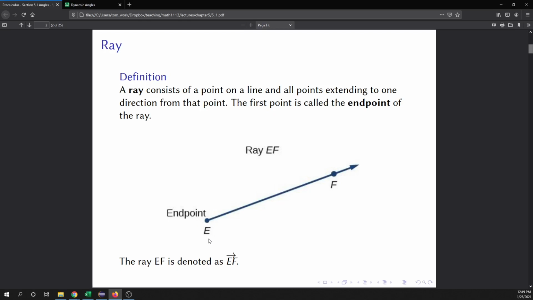The point that you pick is called the endpoint of the ray, and in this case it's labeled as E. If F is any other point on the line, then you can refer to that ray as EF. It's usually denoted with a little half line over the top of EF, although we probably won't use that too much. The other half of this line would extend over to the left, but we just pick some point on the line and then take all of the points on either one side or the other.